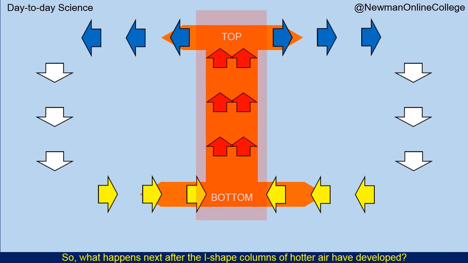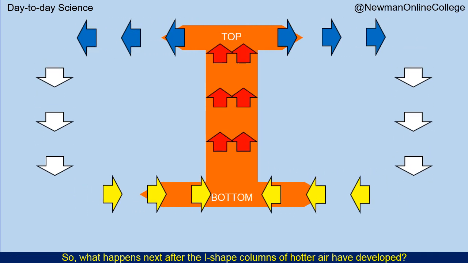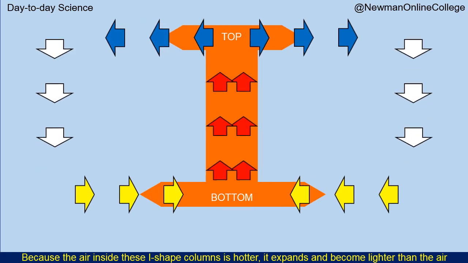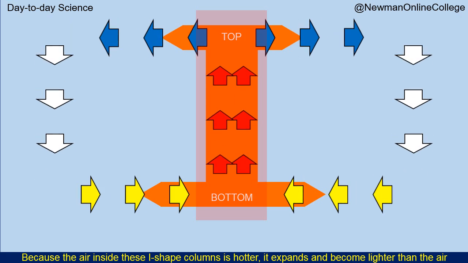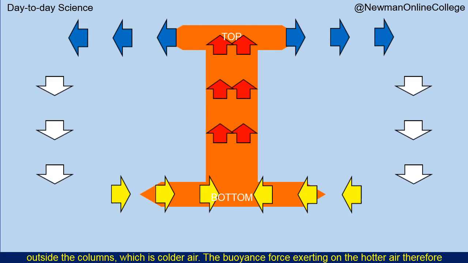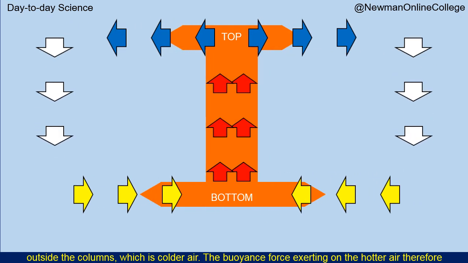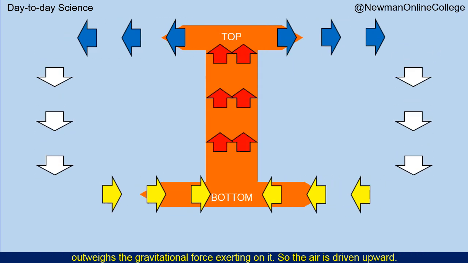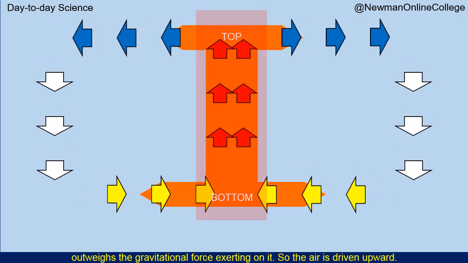So, what happens next after the eye-shaped columns of hotter air have developed? Because the air inside these eye-shaped columns is hotter, it expands and becomes lighter than the air outside the columns, which is colder air. The buoyancy force exerting on the hotter air therefore outweighs the gravitational force exerting on it. So the air is driven upward.